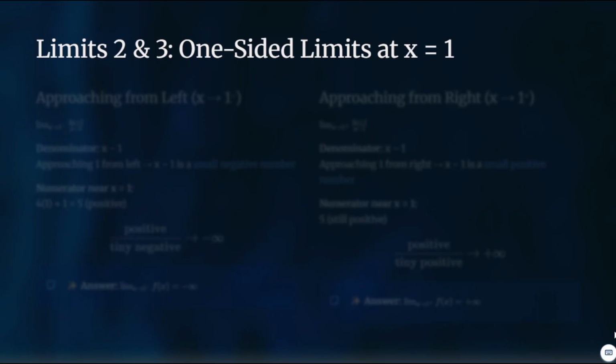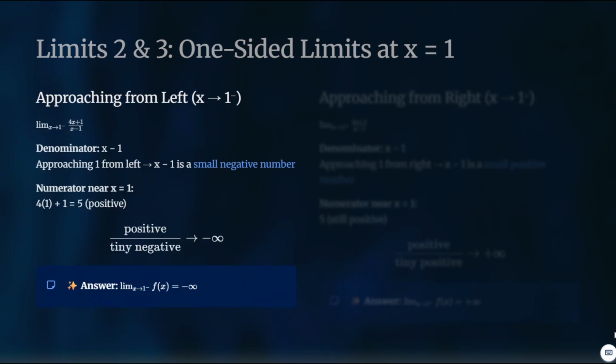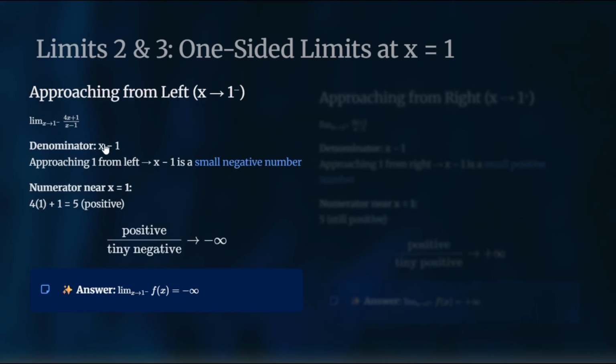Now, the one-sided limits at x equals 1. First, we will look at the limit from the left. So as x approaches 1 from the left, remember our denominator is x minus 1. So as x approaches 1 from the left, let's say we plug in x equals 0.9999 minus 1, that will be a very small negative number. Our numerator at x equals 1 will be 4 times 1 plus 1, which is 5. So our numerator is positive and our denominator will be a tiny negative number.